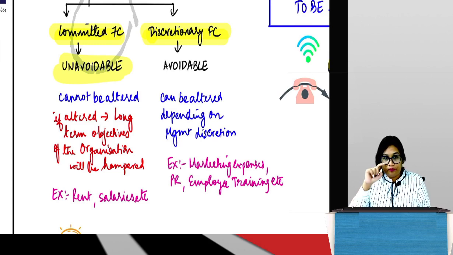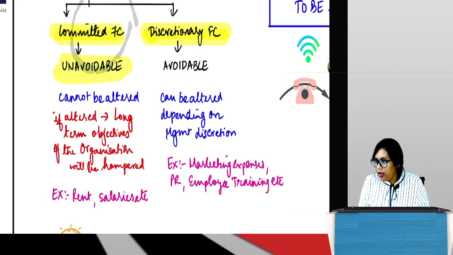Okay, but there are some fixed costs which, if you are incurring, you can make zero or reduce. If you change those fixed costs, it's not going to hamper your long-term business goals. Those fixed costs are called discretionary fixed costs. So it is a fixed cost only.